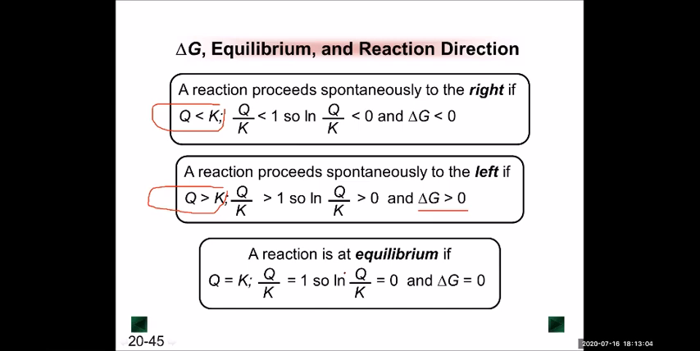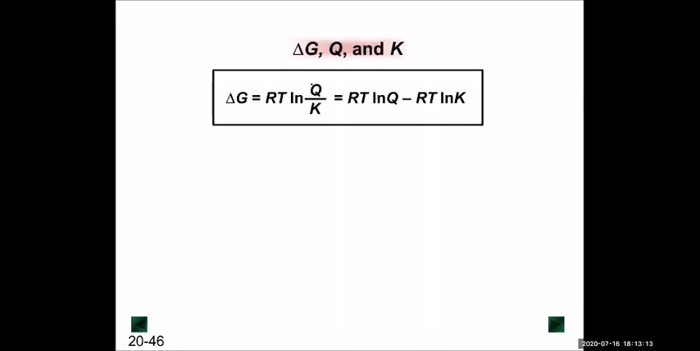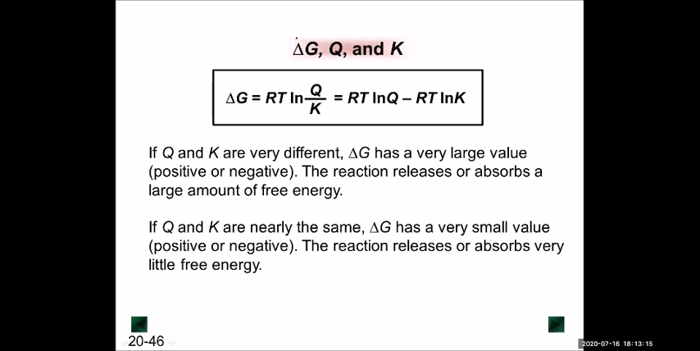Q equals K means the reaction is at equilibrium, and the delta G should equal 0. And so from this, we get a new equation. This is a non-standard free energy change. Okay, it's not the delta G naught. The non-standard free energy change is basically how much driving force there is from the given state to the final equilibrium. We have this equation.